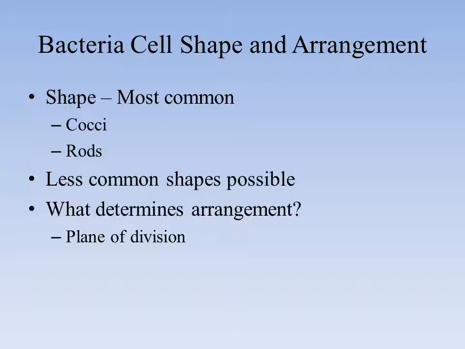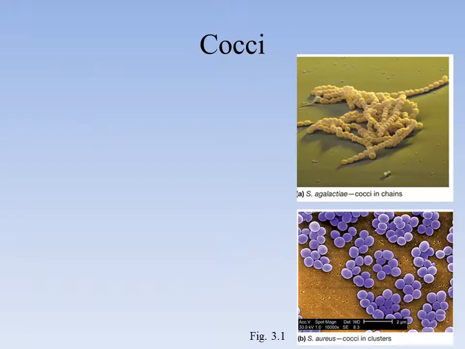What determines the arrangement of bacteria cells is the plane of division. So when two cells divide, what plane is the division on? Is there only one plane of division, so they all divide to create chains, or are there multiple planes of division? And then also, is there separation after division? After they've divided, do the cells fully separate from each other and go their separate ways, or do the cells remain together, which would change what the arrangement appears like under a microscope?